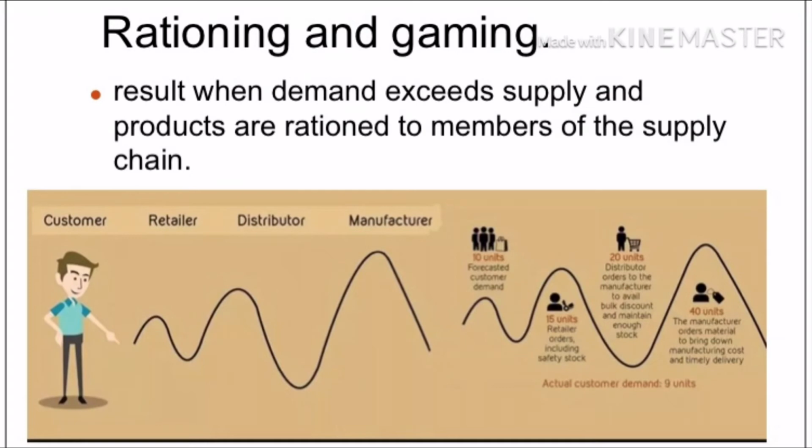Rationing and shortage gaming result when demand exceeds supply, and products are rationed to members of the supply chain. Knowing that the manufacturer will ration items, customers within the supply chain often exaggerate their needs. For example, if you know the company is supplying only 50% of the order quantity, you double the order size. If you really need 100 pieces, you order 200, so you are sure to get what you need. Such game playing distorts true demand information in the system.